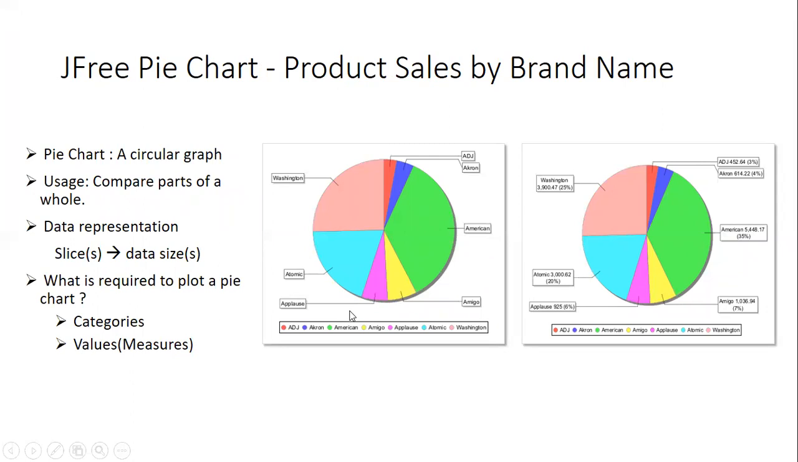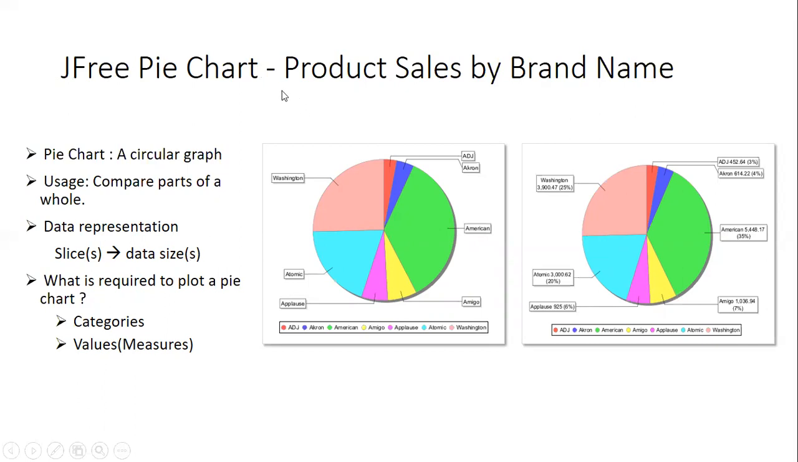Now, let us see how we can create a pie chart. Before we jump onto the example, let us walk through the basics of the pie chart. What is a pie chart? A pie chart is a circular graph to represent the data. We use pie charts to compare the parts of a whole. We represent the data in the form of slices, where each slice represents data size. We require categories and values, or say the measures, to plot a pie graph.